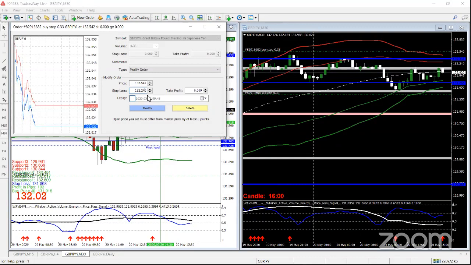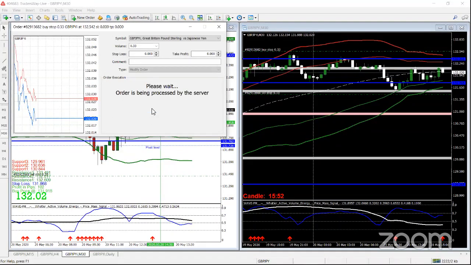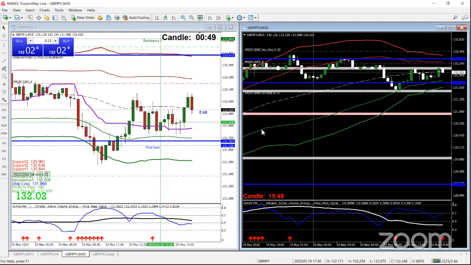132.24. And it asks you how long you want to keep this thing open. It's usually for the day. So look, that's the order right there for that. And this is reversed for the other one.